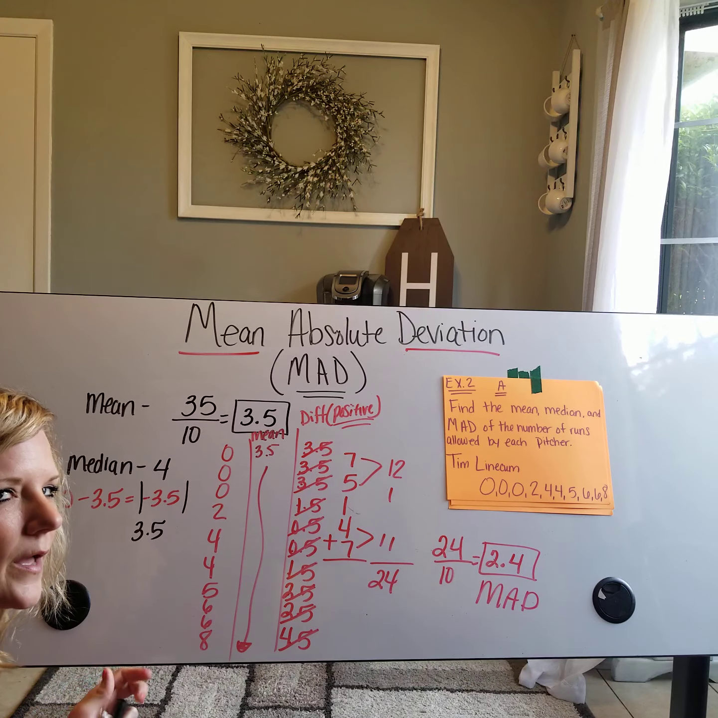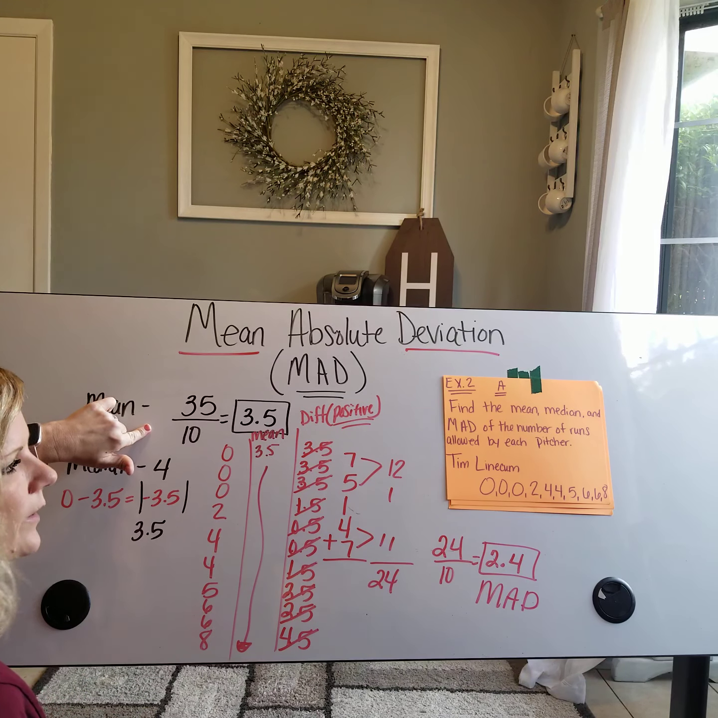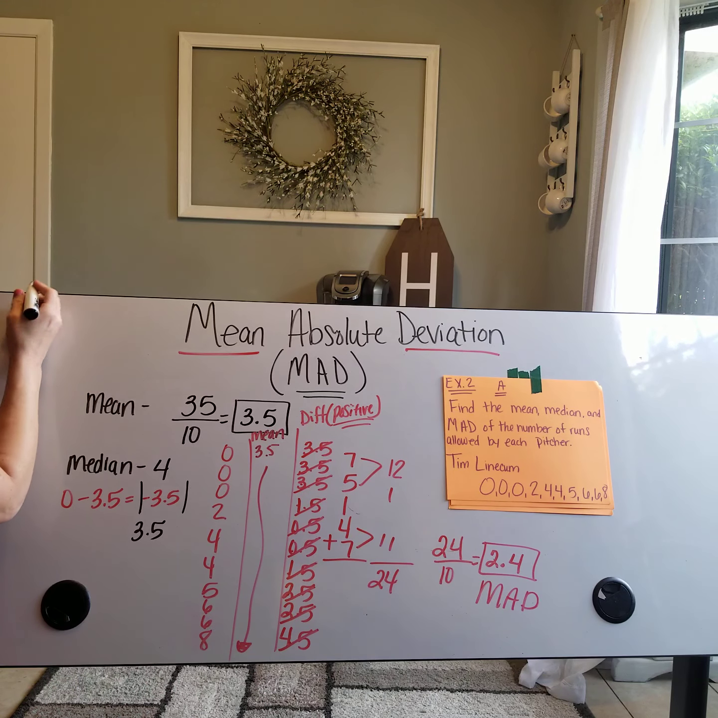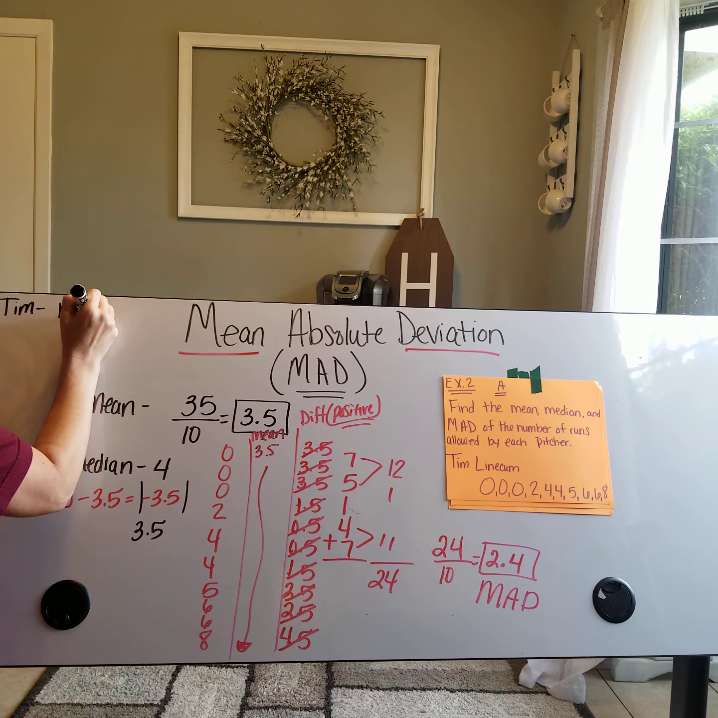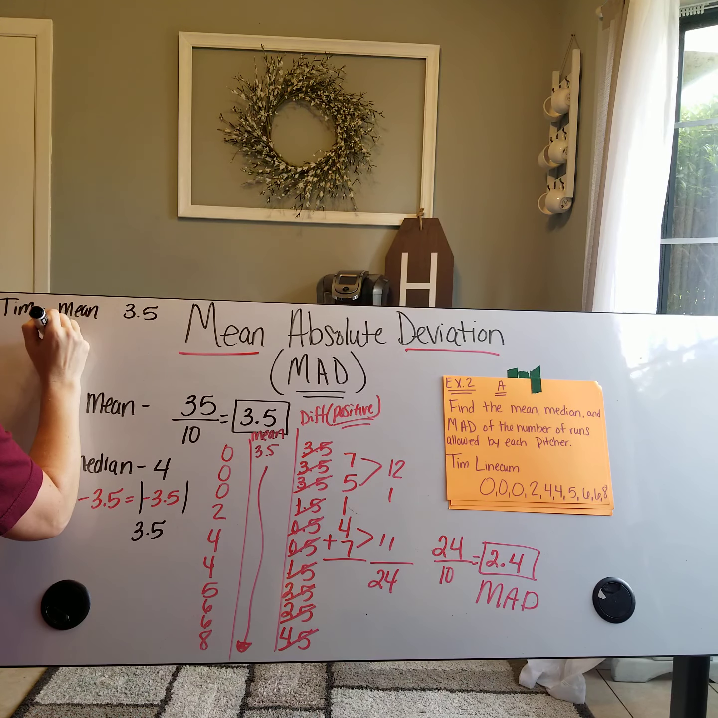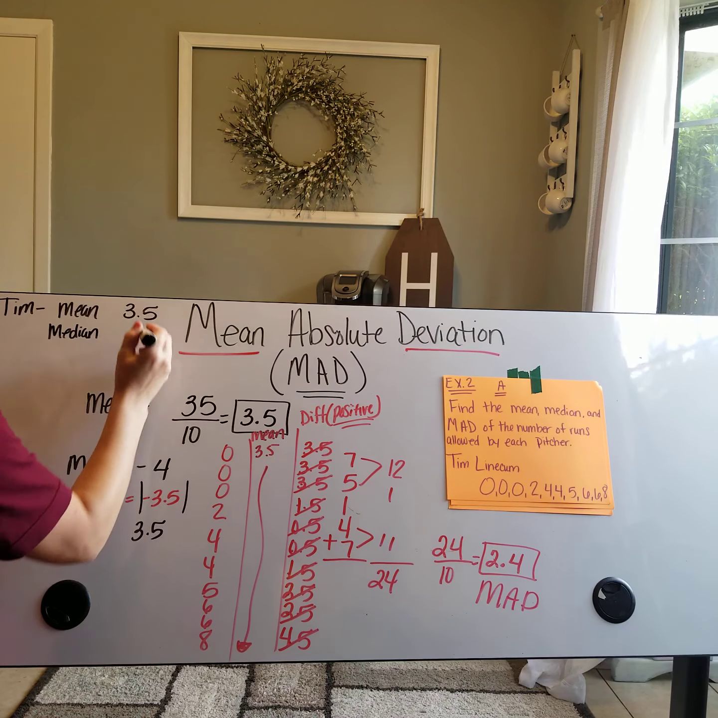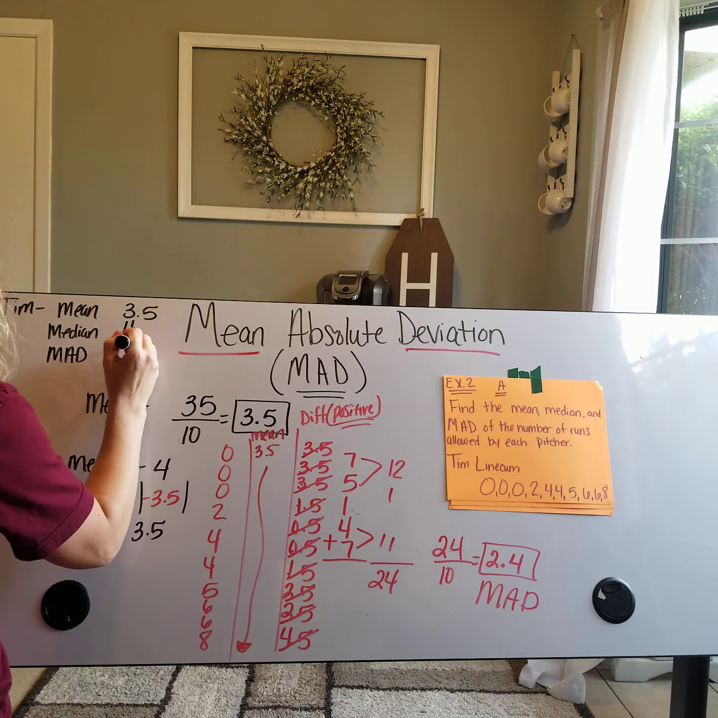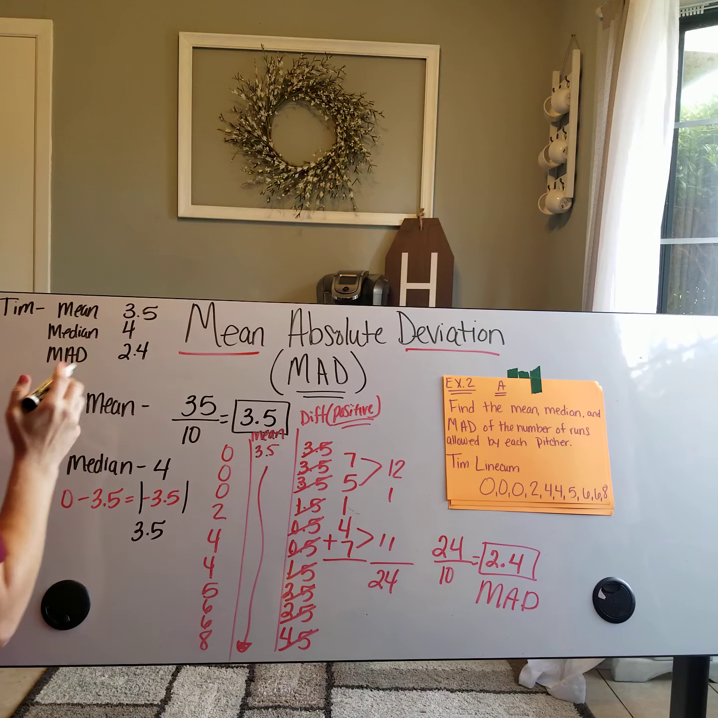Okay, so that was a lot, but for the mean, you should already know how to do that. So let's put Tim's up here. And we'll put Tim, and his mean is 3 5/10. His median is 4. And his MAD, his mean absolute deviation, is going to be 2 4/10.